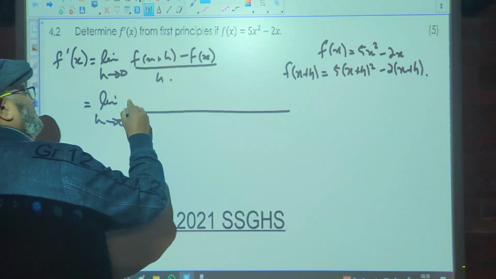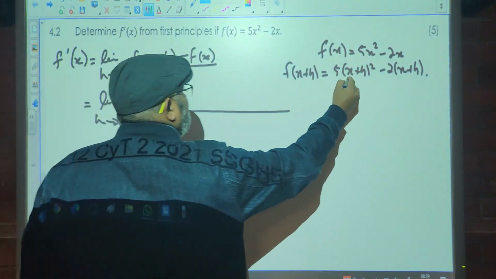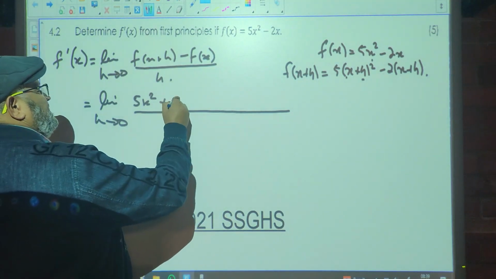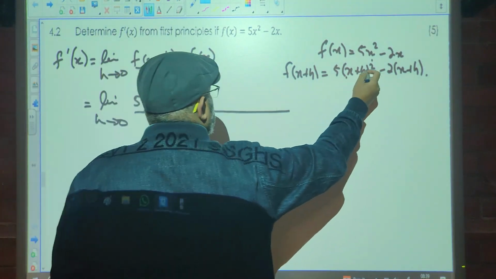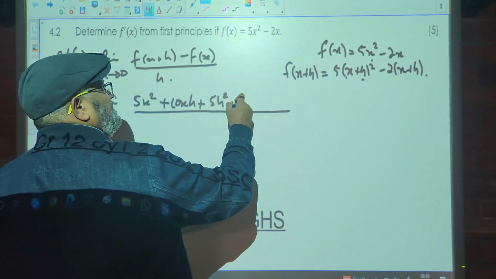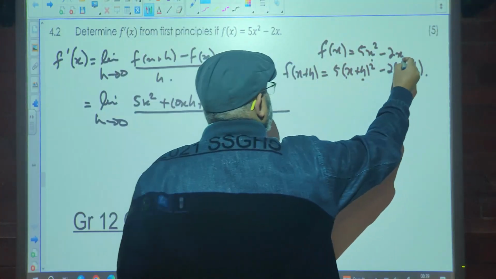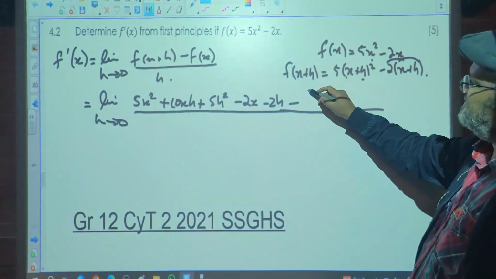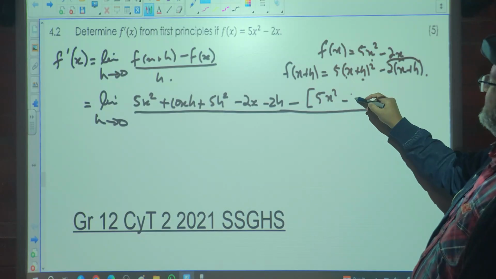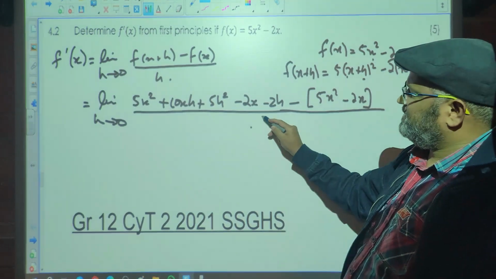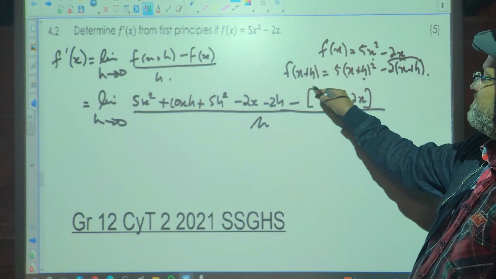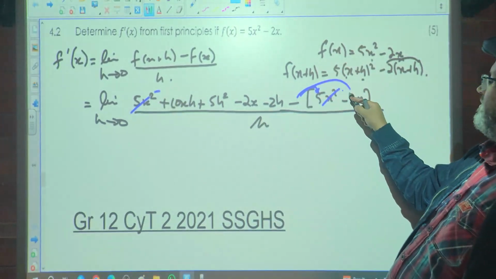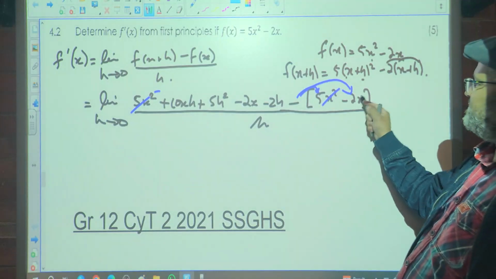So that's going to give you x squared, so it's 5x squared. That times 2 is going to give you 2xh times 5 is going to be 10xh. That's going to be h squared times 5 is 5h squared minus 2x minus 2h minus f of x, which is 5x squared minus 2x. That's all over h. So I multiply this in, I'm going to get negative 5x squared, which cancels 5x squared. Multiply that in, I'm going to get positive 2x, which cancels the 2x.